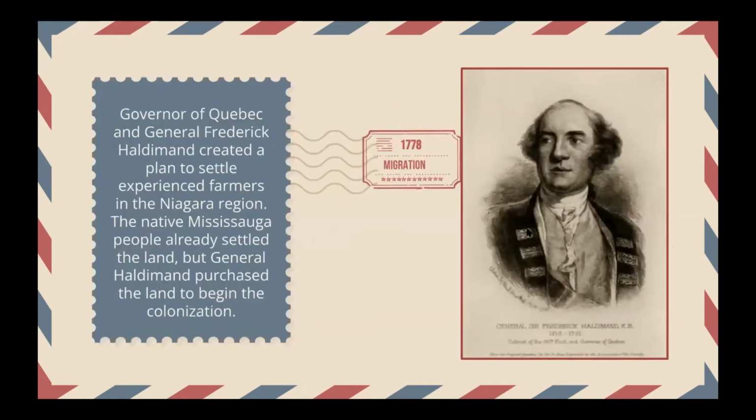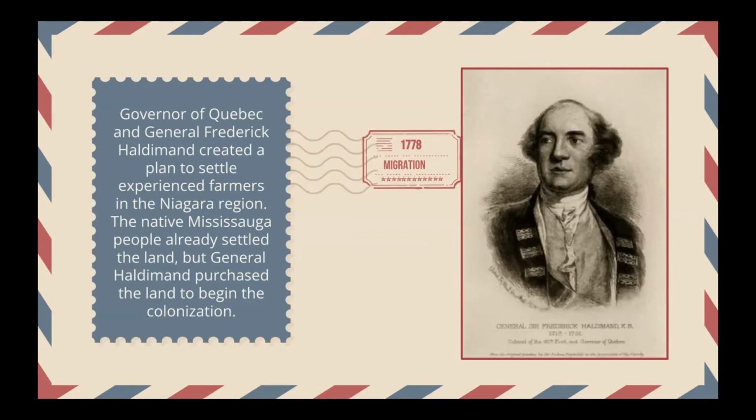So this picture right here is Governor General Frederick Haldeman. He was the governor of Quebec and created a plan to settle experienced farmers in the Niagara region. So up until this point, the supplies for the forts and military in the region were coming all the way from Britain. So as you could probably think about this, there's a lot of problems with that method. It's really far, so it takes a long time for the supplies to get there, and a lot of stuff could happen to the supplies on its journey.